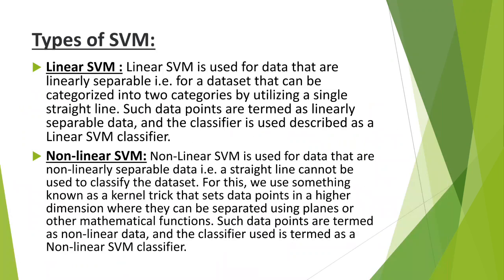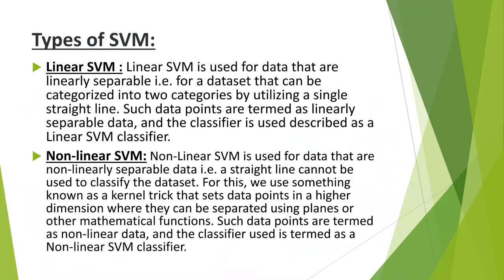Linear SVM. Linear SVM is used for data that are linearly separable, that is, for a data set that can be categorized into two categories by utilizing a single straight line. Such data points are termed linearly separable data, and the classifier is described as a linearly separable support vector machine classifier.